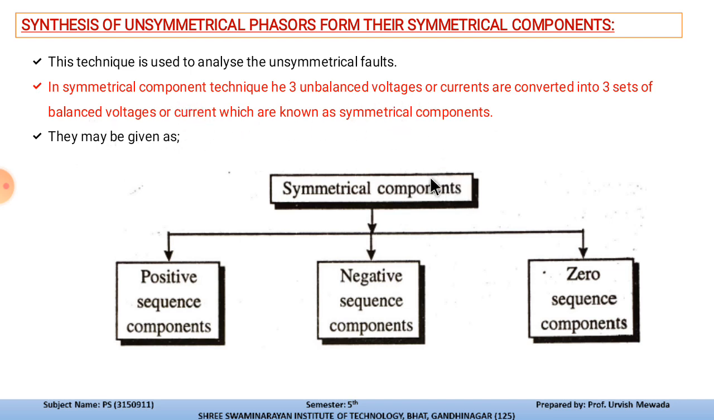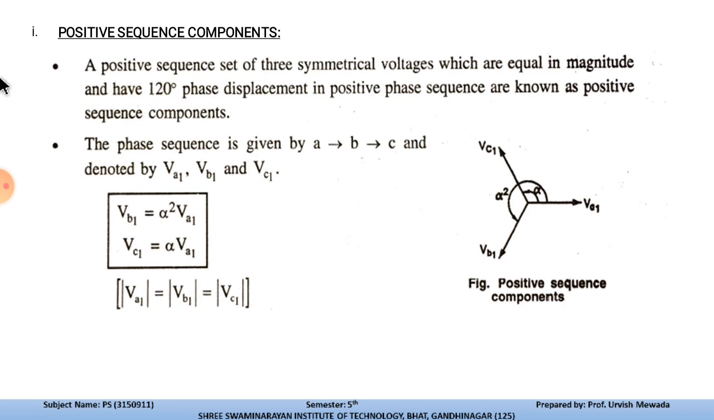The symmetrical components are divided into three parts. The first is the positive sequence, the second is the negative sequence, and the third is the zero sequence component. This is again a most important question of this theory. So let us discuss the positive sequence component. In this diagram you can see the positive sequence VA1, then VC1 and VB1, which we already discussed in the first theory.